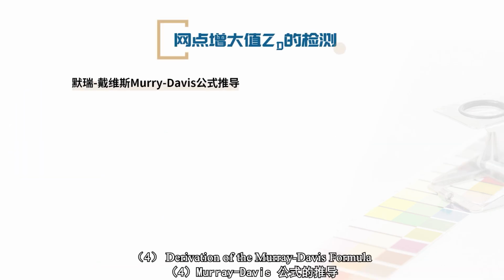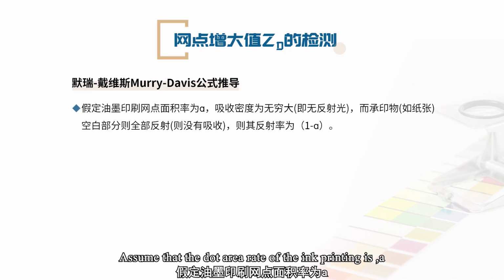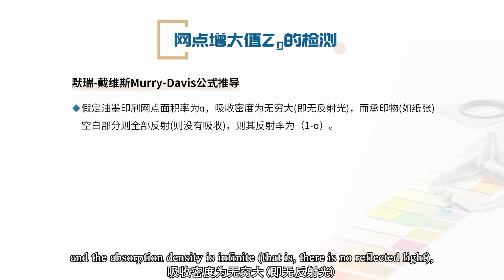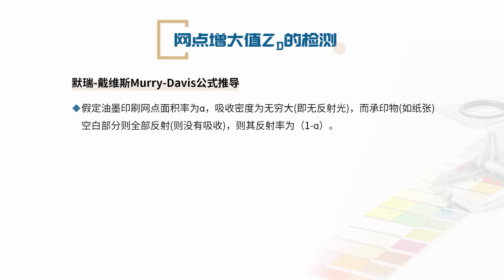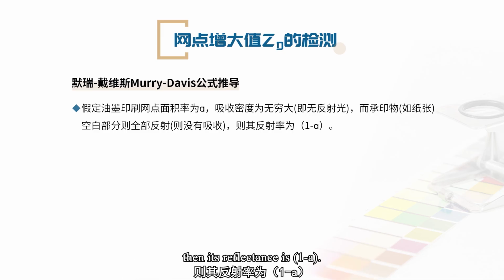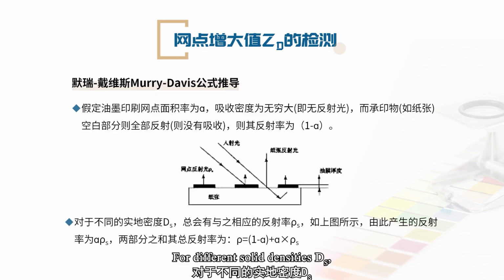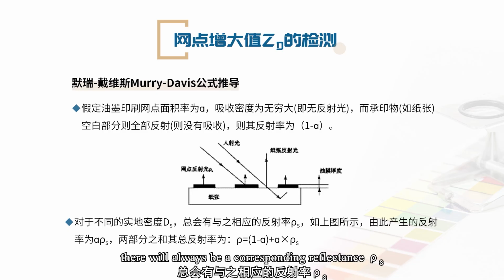4. Derivation of the Murray-Davis formula. Assume that the dot area rate of the ink printing is A, and the absorption density is infinite, that is, there is no reflected light, and the blank part of the substrate, such as paper, is all reflected, that is, there is no absorption. Then its reflectance is 1 - A. For different solid densities D_s, there will always be a corresponding reflectance ρ_s.